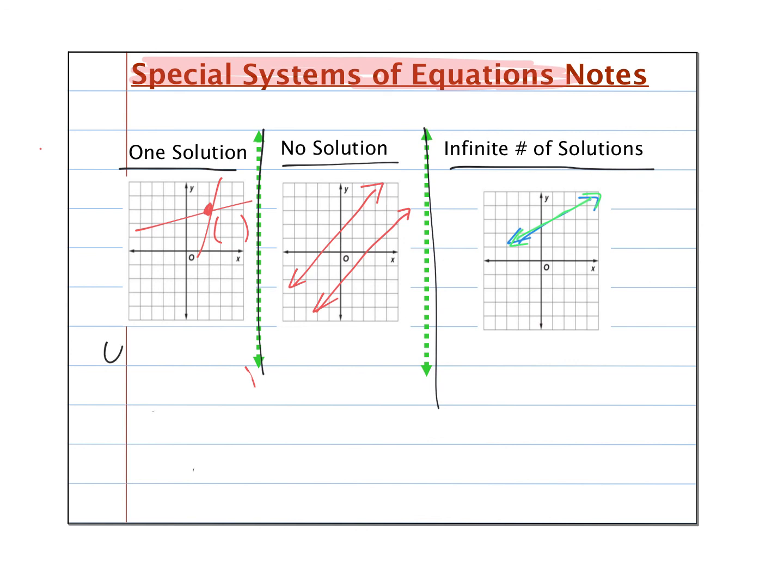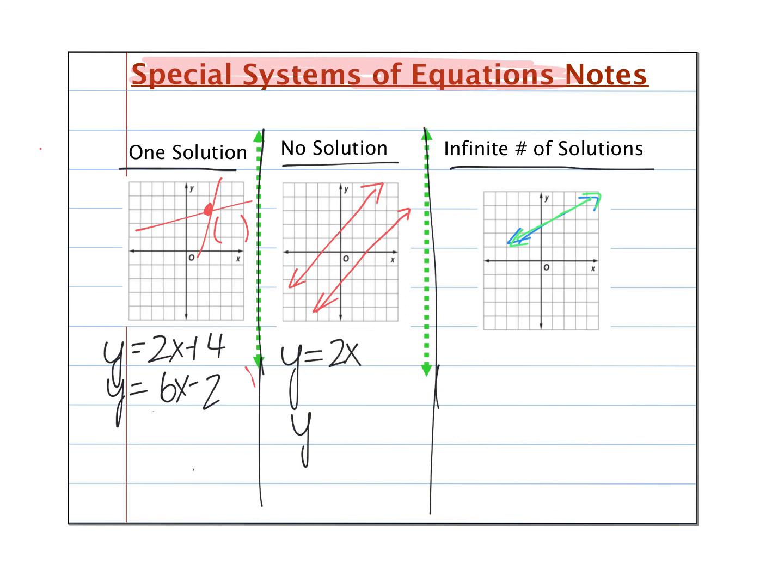Okay, I'm just going to put an example of an equation under each of them. A one solution one might look like this, like y = 2x + 4 and y = 6x - 2. Those two lines you would graph, they would cross somewhere. A no solution example would be like this: y equals, they have to have the same slope, so maybe 2x, but they start at different spots. So like plus 4 and plus 6. They have different starting spots, but the same slopes.